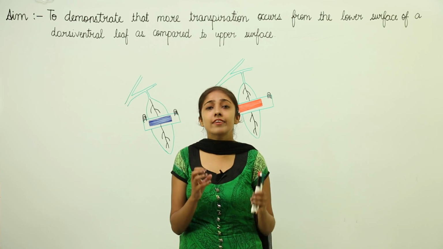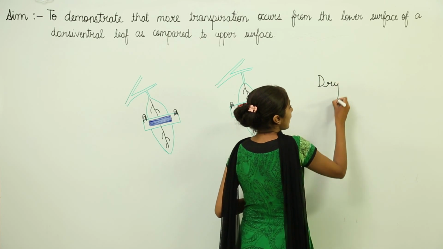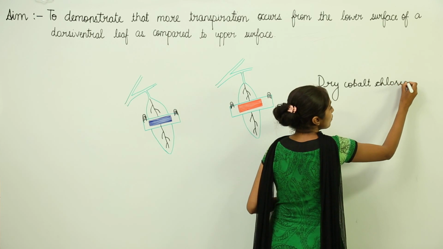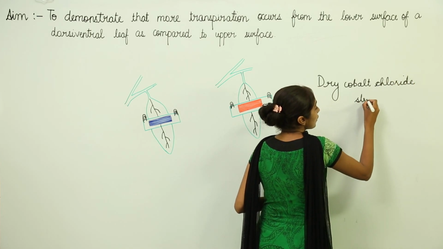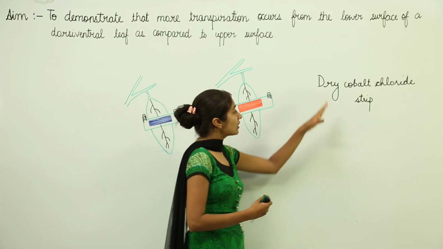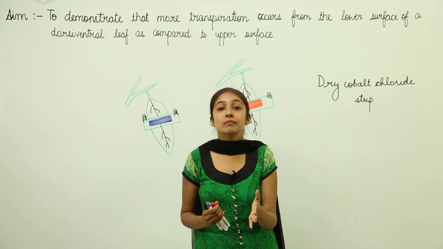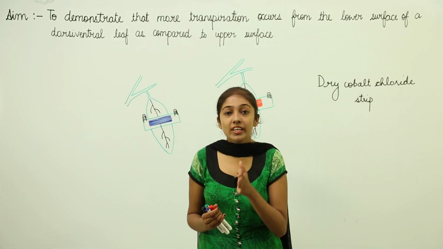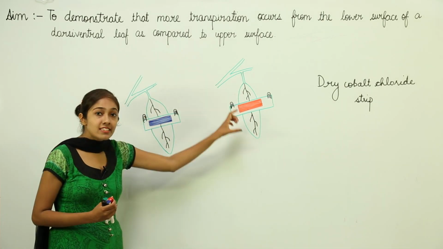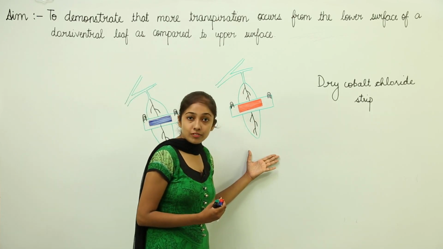So we are going to use a very special strip, remember the name, it is dry cobalt chloride strip. Right? Now, one thing very special about this dry cobalt chloride strip is that it is going to turn pink when it comes in contact with water. So, we are going to use this strip on both the surfaces of the leaf. Means we are going to place the strip on the upper surface of the leaf also and on the lower surface of the leaf also.